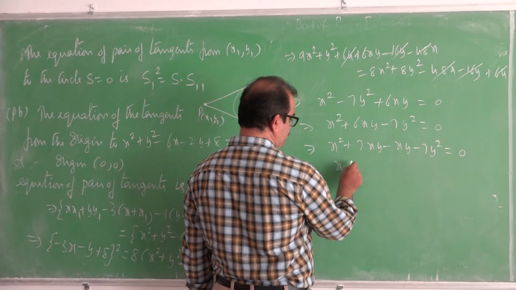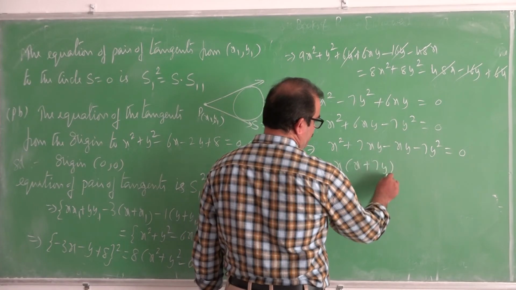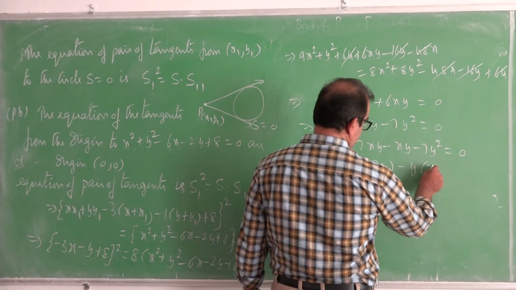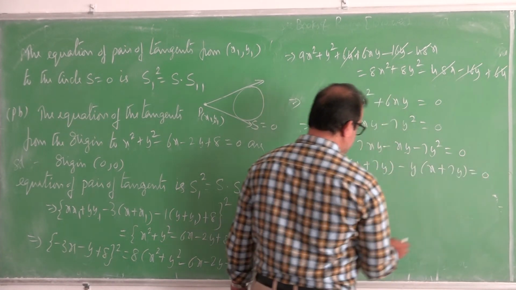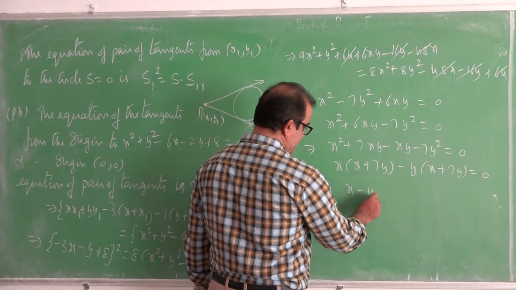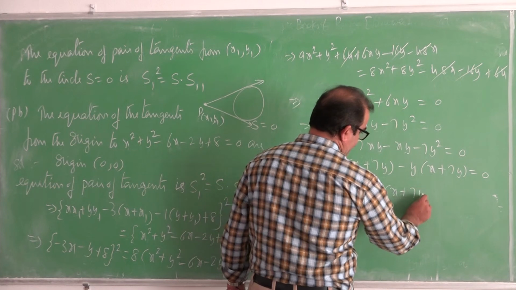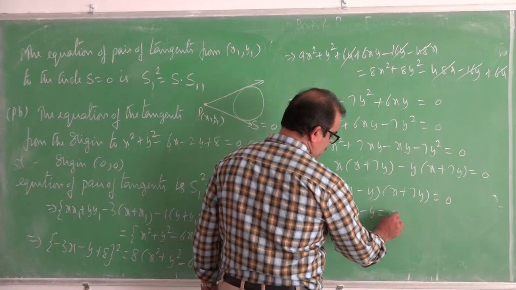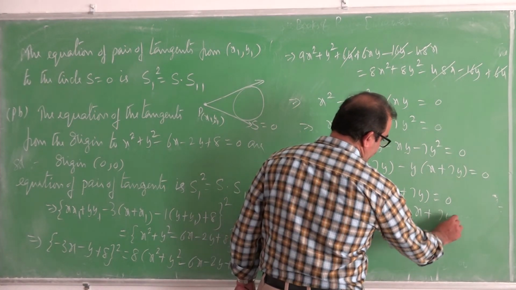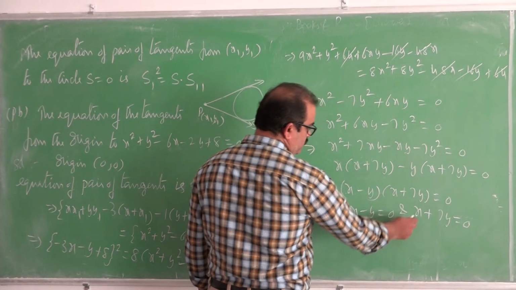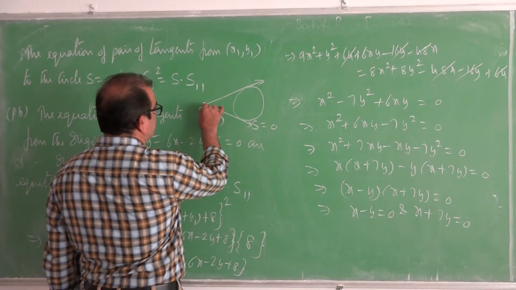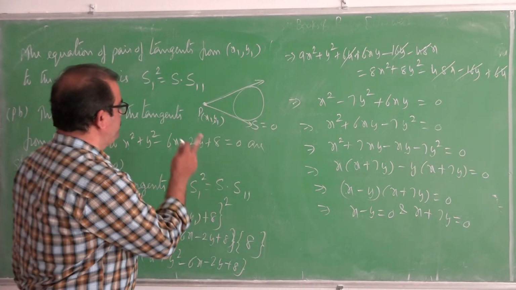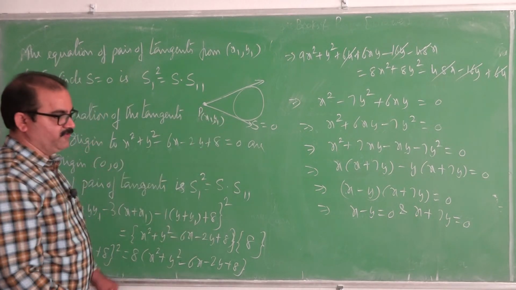From the first two terms we take x common, x into x plus 7y. From the last two terms we take minus y common, is equal to 0. Now it is x minus y into x plus 7y is equal to 0. So we get two equations, x minus y is equal to 0 and x plus 7y is equal to 0. These two lines are the tangents from this point to the circle. In this way we can find the pair of tangents from any point to the given circle.